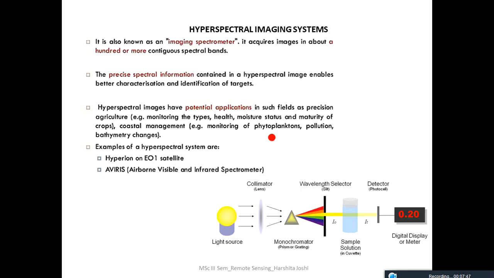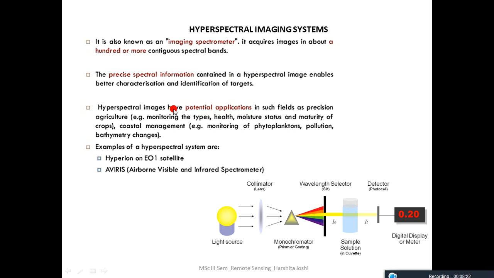Talking about hyperspectral imaging system, as I told you in the previous lecture, the electromagnetic energy is taken by the collimator, then comes the grating, and then it is detected by some unit. Likewise, the hyperspectral imaging system also works. We can identify various spectral bands in it, sometimes more than 100. So precise spectral information is obtained using hyperspectral imaging.